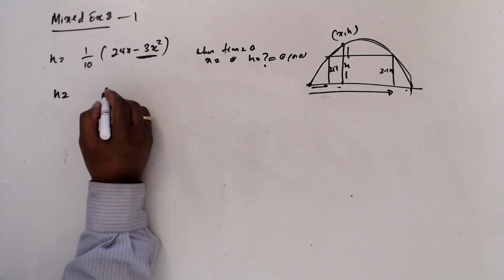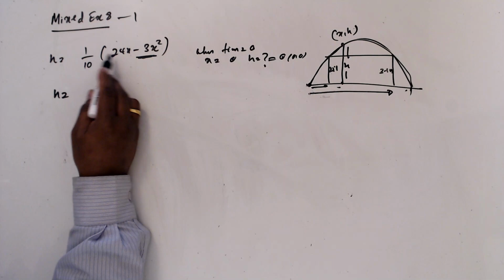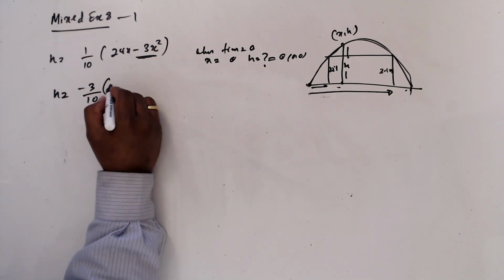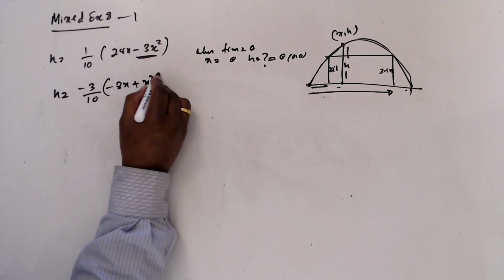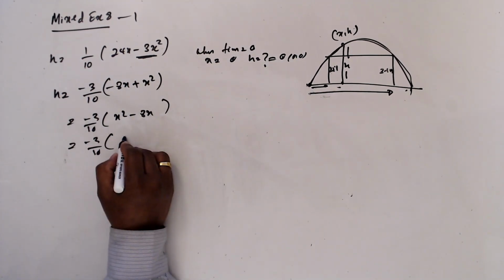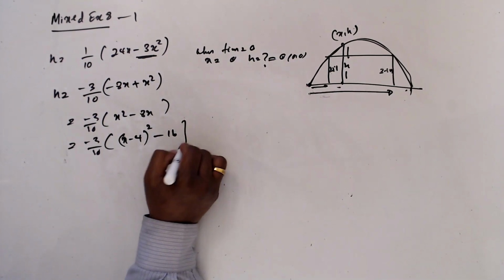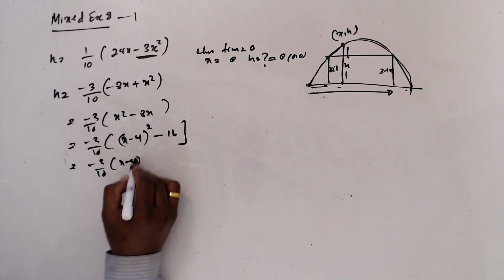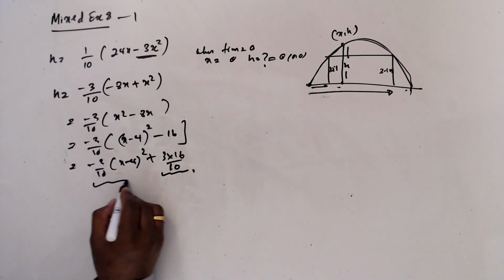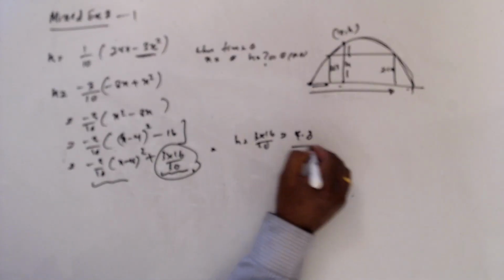Or the other method is completing the square. So from here you will take 8 out and minus 3 out. When you take minus 3 over 10, this is going to be minus 3 over 10 times (x squared minus 8x). So minus 3 over 10 times ((x minus 4) squared minus 16). So then minus 3 over 10 (x minus 4) squared plus 3 times 16 over 10. So this is the value. h is 3 times 16 over 10, that is 4.8.